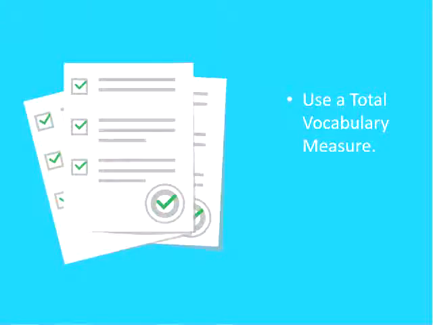We can use a total vocabulary measure. Like I said, I think there are a couple of different ways to get at that. You can use a more formal checklist like the ones on the handout. You can just interview parents really thoroughly and ask them which words their child is trying to say.